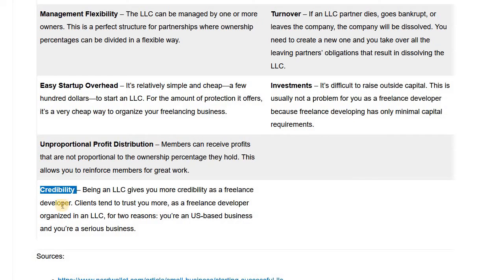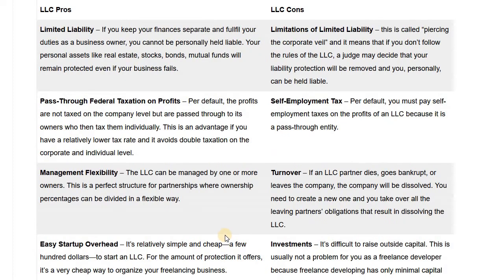And also credibility, of course. A limited liability corporation enjoys more credibility than, say, only a simple sole business. So this is only if you're in the US. This shows basically that you are a US-based business person and you are also serious if you create an LLC.